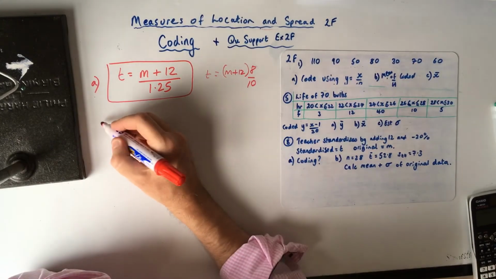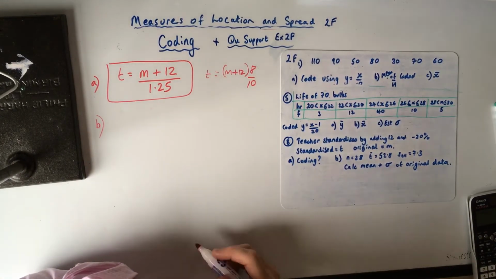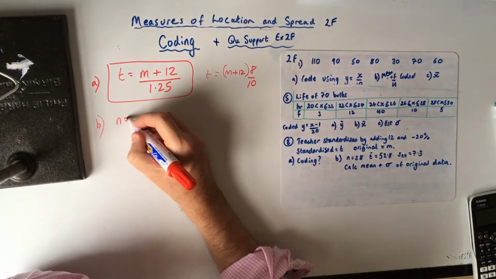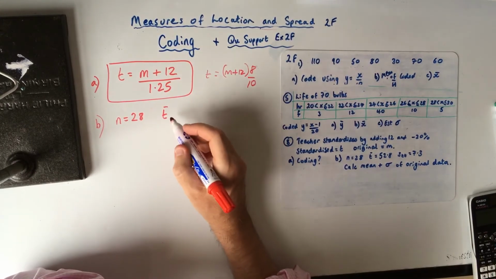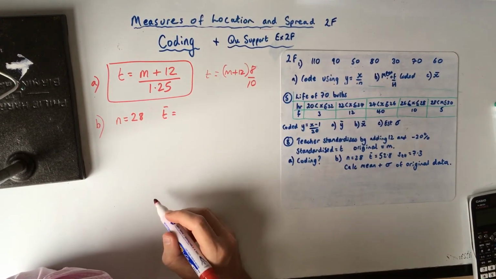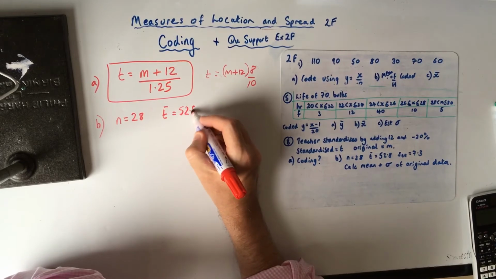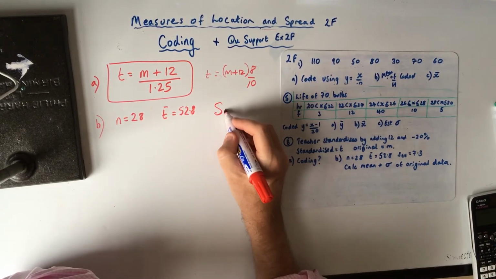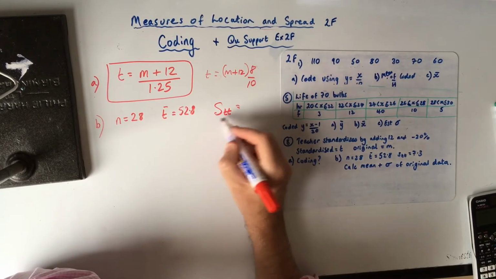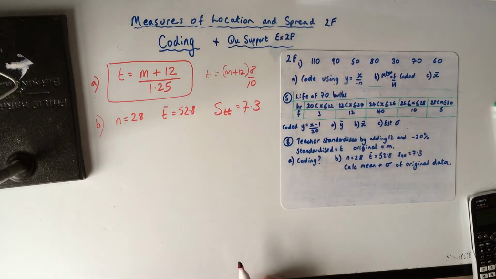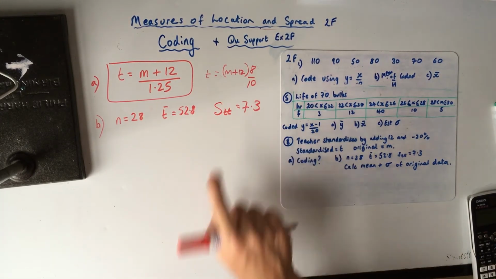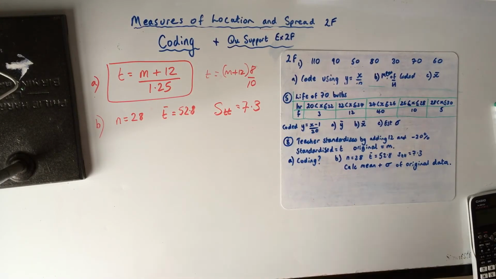Okay, part B starts to give you some summary information. It tells you that n is 28. The mean of the coded data, so t bar, is 52.8, and I want to do this question because it gives you this summary data, this capital S. I've talked about it before but it hasn't cropped up in a question yet. Okay, so STT is equal to 7.3. We'll talk about what that means in a minute, and it wants you to calculate the mean and the standard deviation of the original numbers.